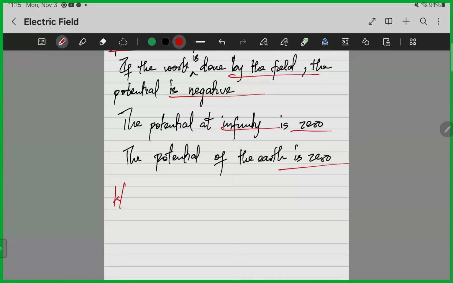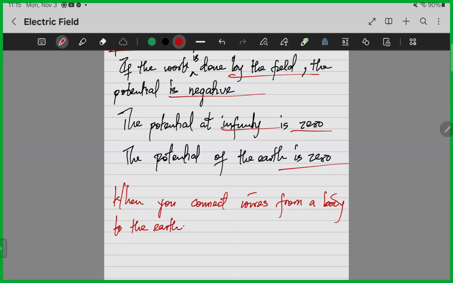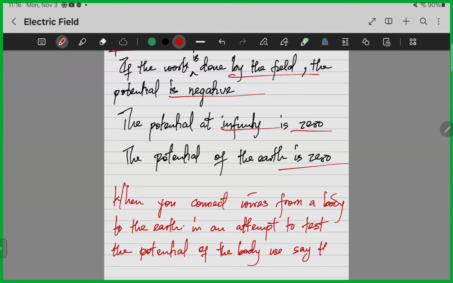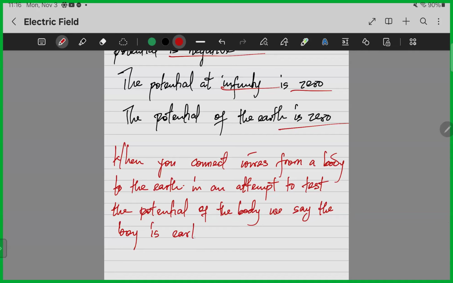Let me make this point in red. When you connect wires from a body to the earth, in order to test the potential of the body, we say the body is earthed. So please take note of that.